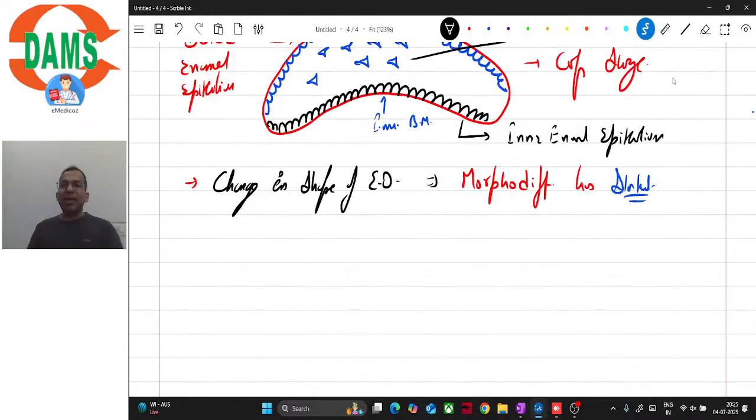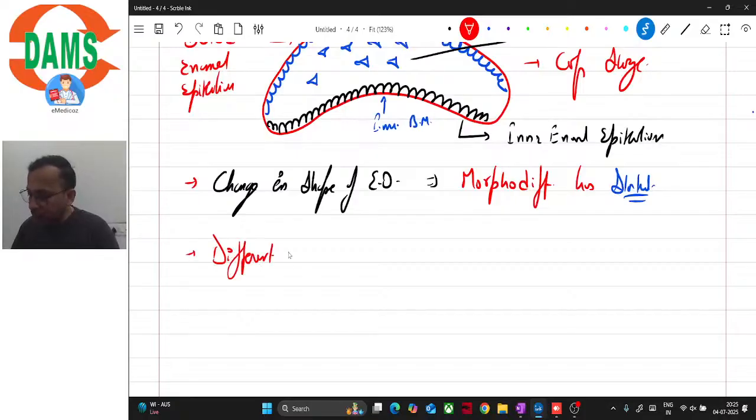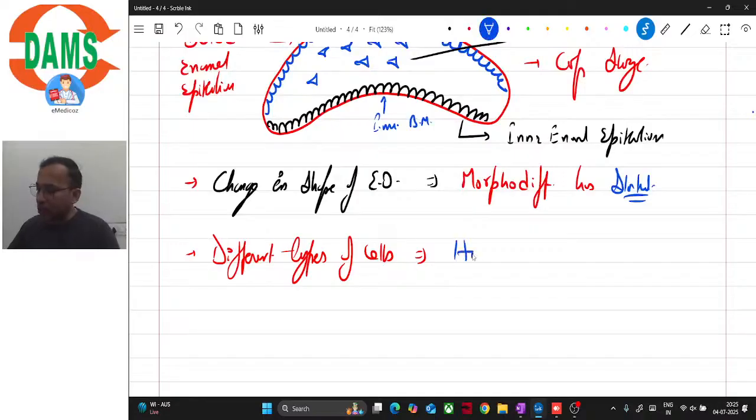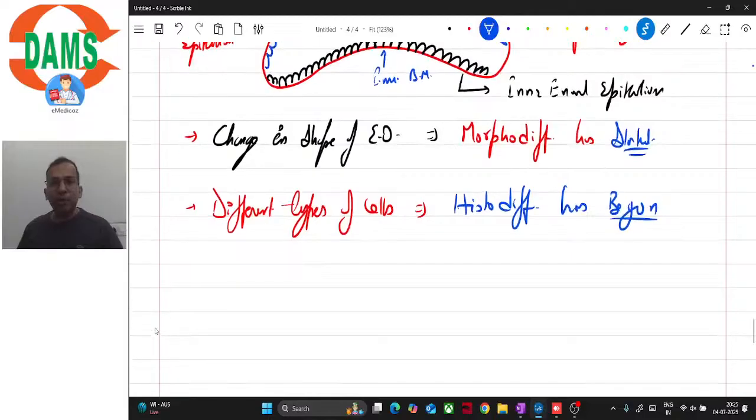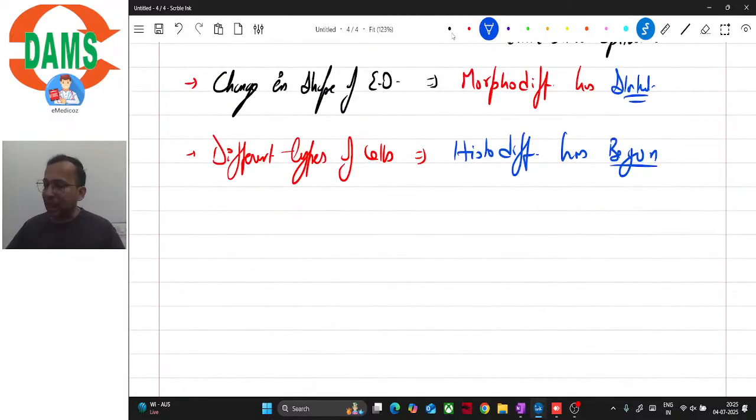So can we say that since now we have different types of cells, even the histodifferentiation stage has begun, isn't it? Now we have different types of cells, so basically cellular differentiation has begun. And what types of different cells can we see at the cap stage?